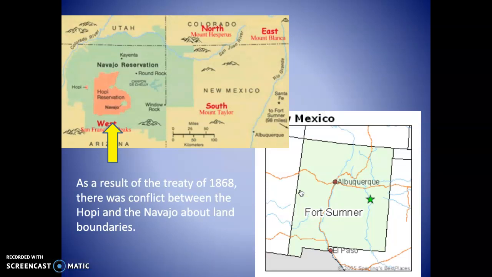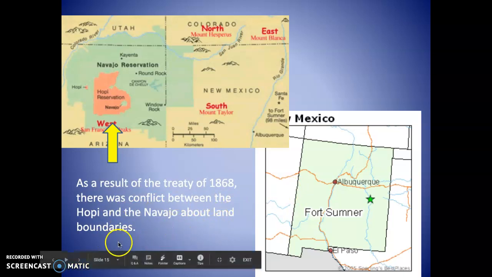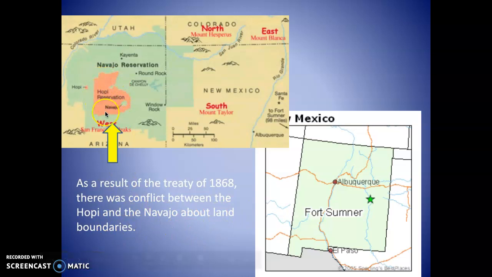This is an image here to show the new boundaries of the Navajo Reservation. It is where their traditional homeland was. And as a result of the treaty in 1868, there was a conflict between the Hopi and the Navajo about land and boundaries. So this is how the Hopi Reservation ended up also within the Navajo Reservation.